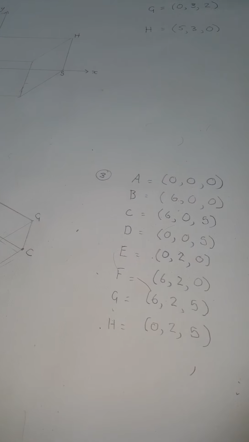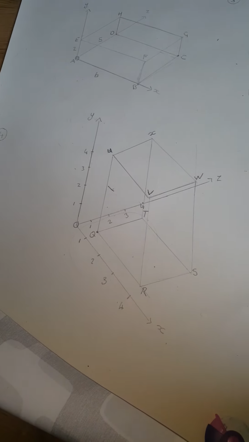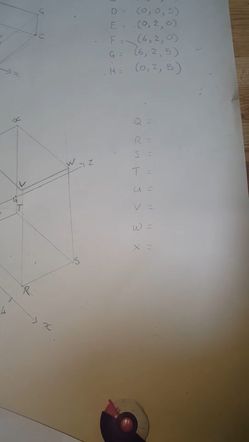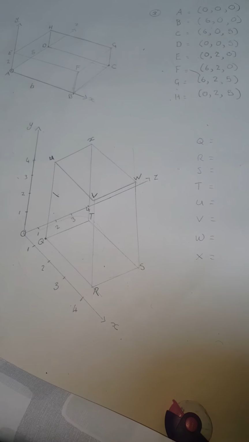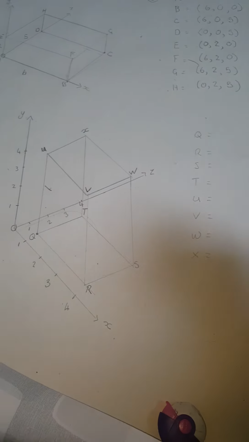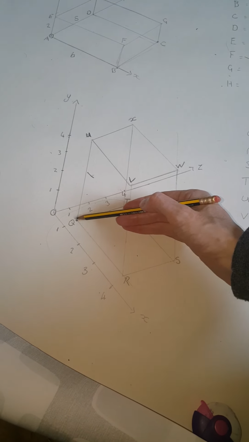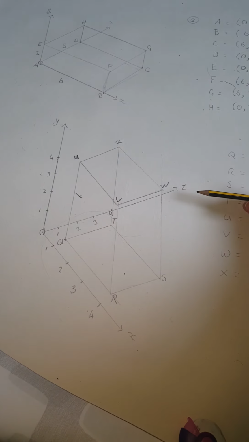Okay, great. Right folks, this is question 4 here. The first part of question 4, we are asked to write down the coordinates of the points Q, R, S, T, U, V, W and X. So let's start with Q. Okay, so Q's here. And let's look at where our axes are this time. So this is our x-axis, our y-axis up and down the way, and our z-axis across the way.